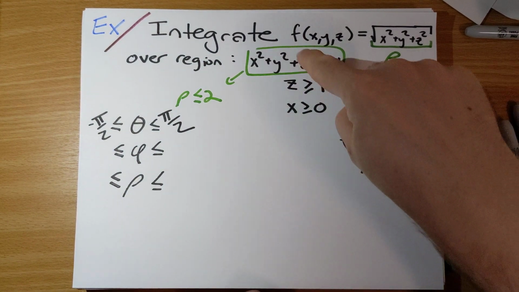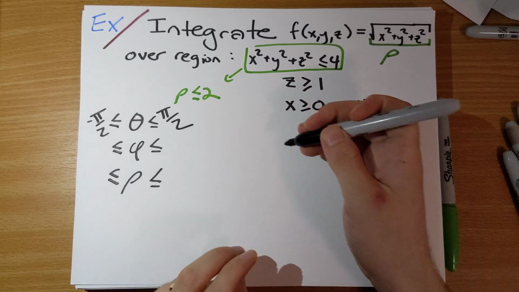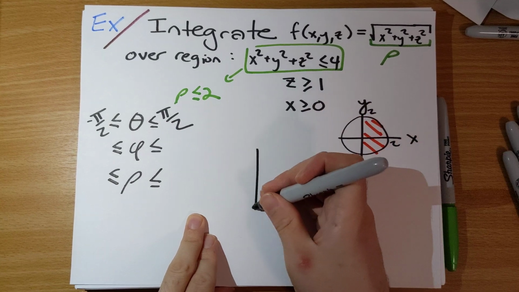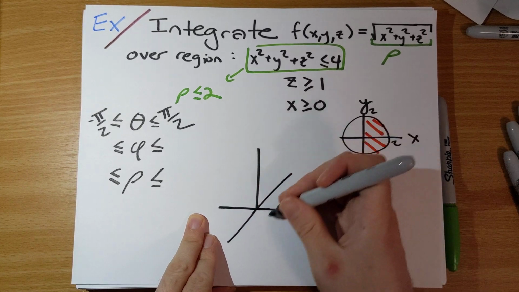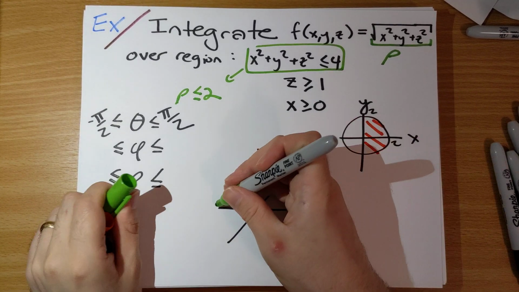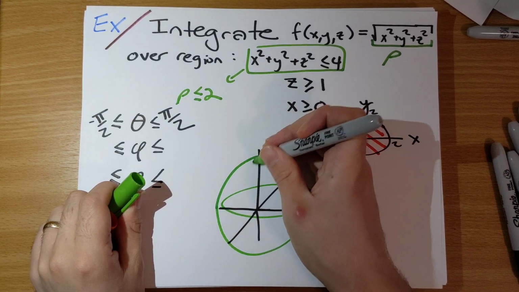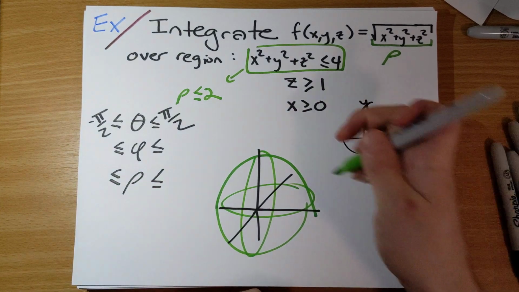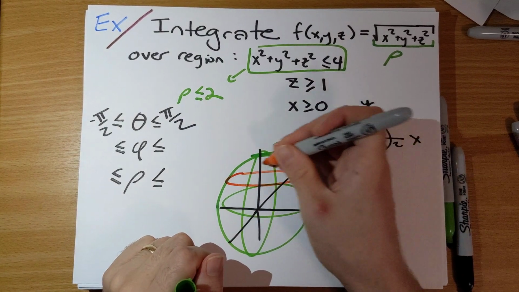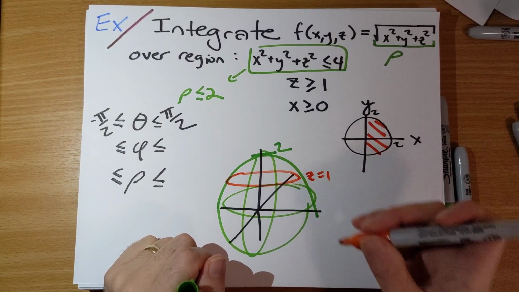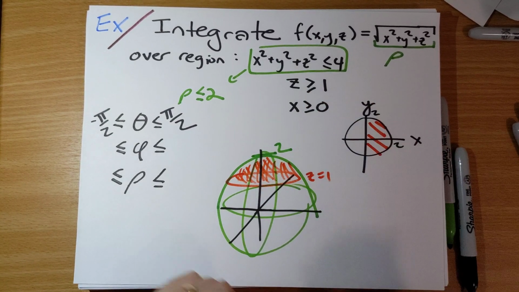Okay, z is greater than or equal to 1. This should feel familiar. There's a little bit of overlap to a problem we did before, but I think it's a very important problem, so I'm going to reiterate it. So we have our sphere. It looks like this, radius 2, and then we cut it at z equals 1. So we're integrating over the spherical cap right here.